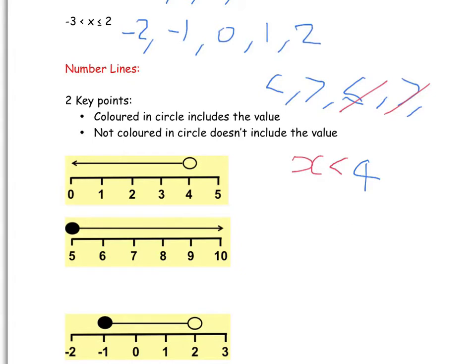In this example, we've got a coloured in circle over 5. So this time, in our 4 choices, because it's coloured in, it's going to be one of these two. So we can cross out these two symbols. So we want 5, and is x going to be bigger than 5 or less than 5? Well, x is going to be greater than or equal to 5.